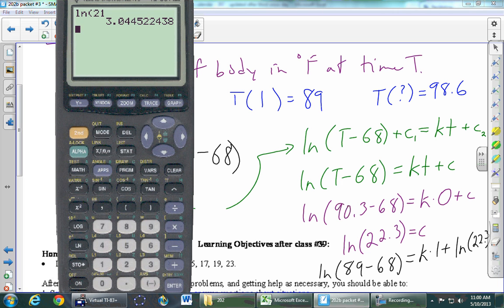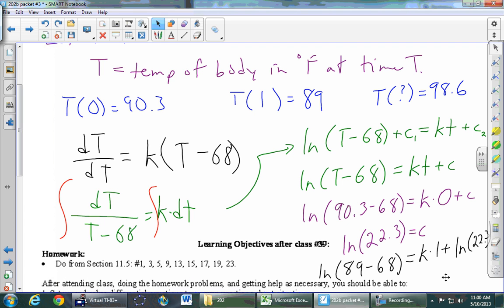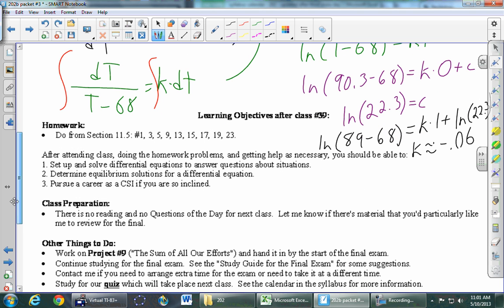Okay, still solving for K. What do I do to solve for K? Subtract that other guy, right? Subtract ln of 22.3. Okay, so that right there is the value of K, negative 0.06 and change. I'm going to store this as K just so I can refer to it in a little bit. Okay, so we'll come back here and we'll say that K is roughly negative 0.06. And I think that that's just about the end of the game.